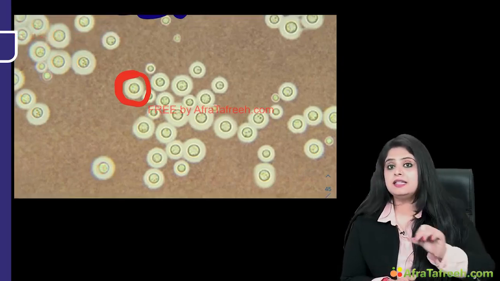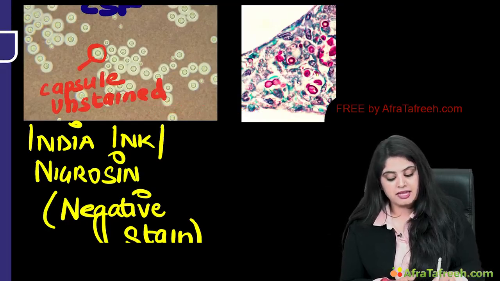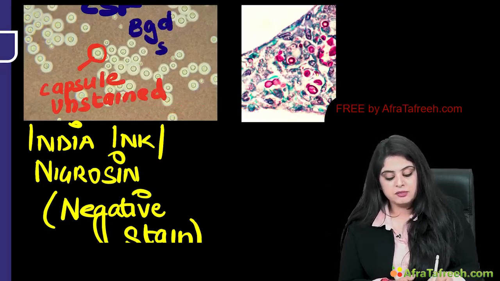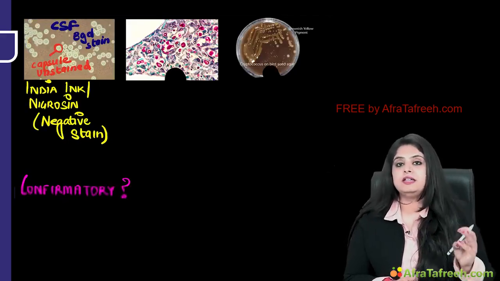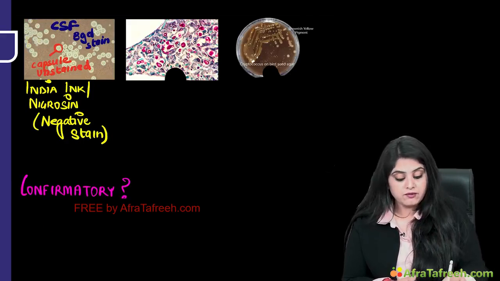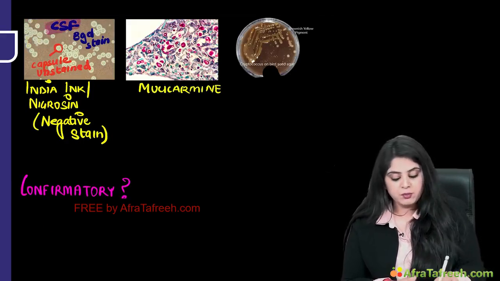So you're not staining the capsule, not at all. Remember, the capsule is going to be unstained. We have not stained the capsule. We have stained the background. The background has been stained with a color. The opposite. That is known as a negative staining. That is India ink or nigrosin, provided you have got a CSF sample. Guys, what if there was a brain biopsy that was done?